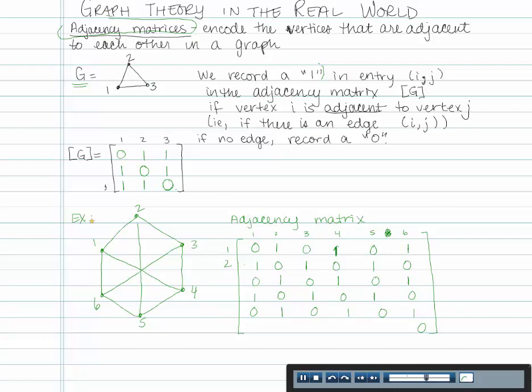And lastly, to get this last row, notice that I already have a column that tells me the relationship between every vertex and vertex 6. So I'm actually just going to copy that column down horizontally. A 1 here becomes a 1 in the first column. The 0 in the second row becomes a 0 in the second column. The 1 in the first row is a 1 in the third column. A 0 for 4 and a 1 for 5. So here we have the full adjacency matrix for this graph.